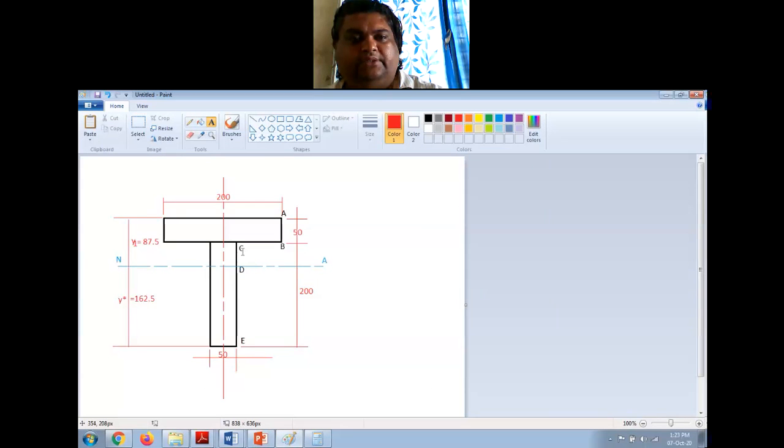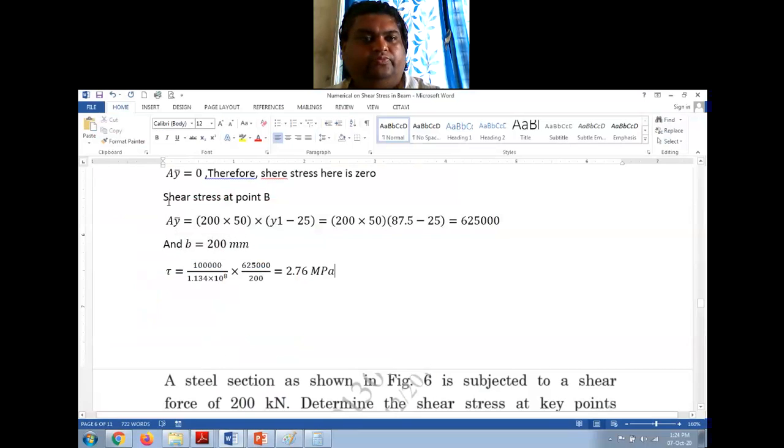Next, I have to find the shear stress at point C. See, B and C are at the same location. With respect to NA, the distance is the same. So the area above the section will remain the same, but the width is different. At B, the width is 200. At C, the width is only 50 mm, right? So shear stress at point C.